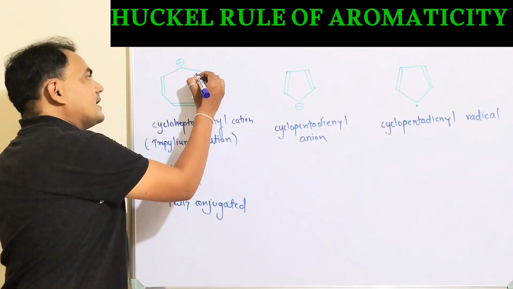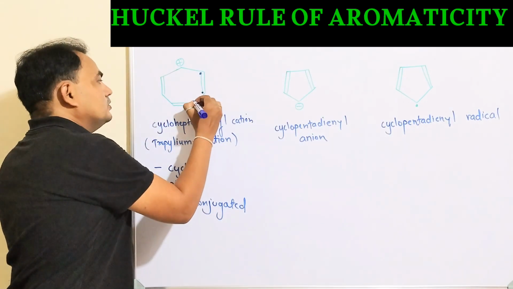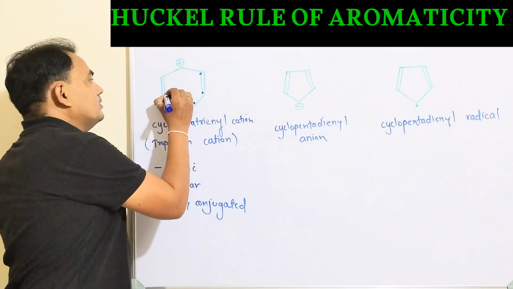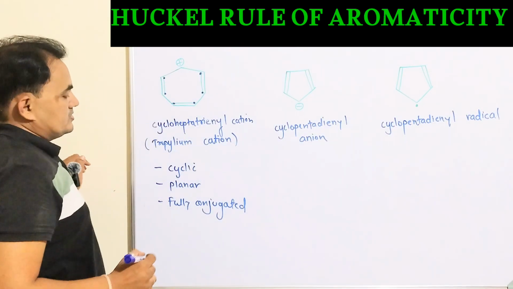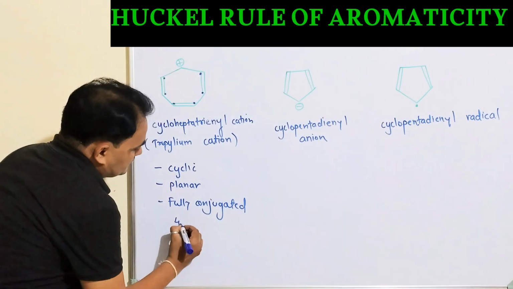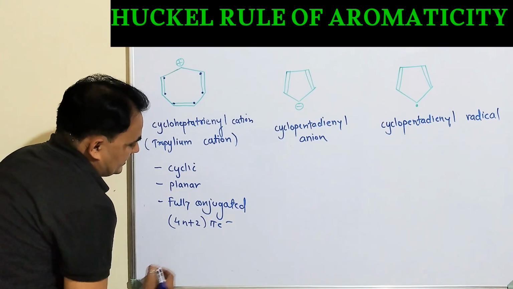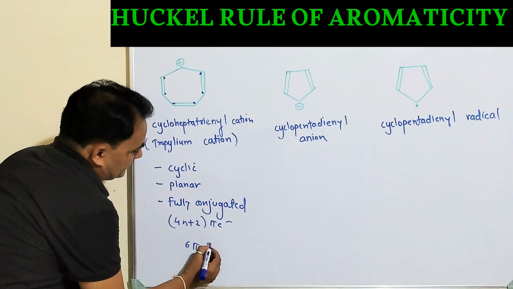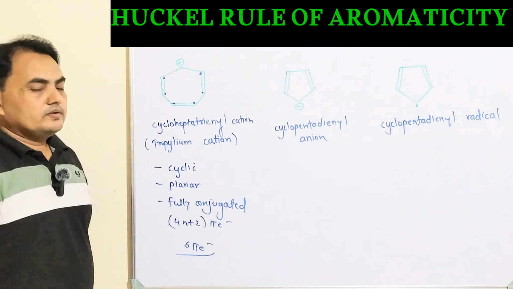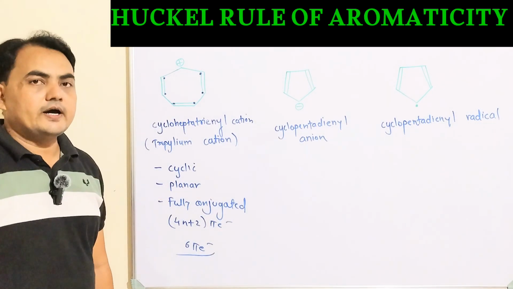And when we see the pi electrons here, 1, 2, 3, 4, 5, 6 pi electrons. So according to the 4n plus 2 pi electron rule, here there are 6 pi electrons. So according to Huckel rule, this molecule is also aromatic.